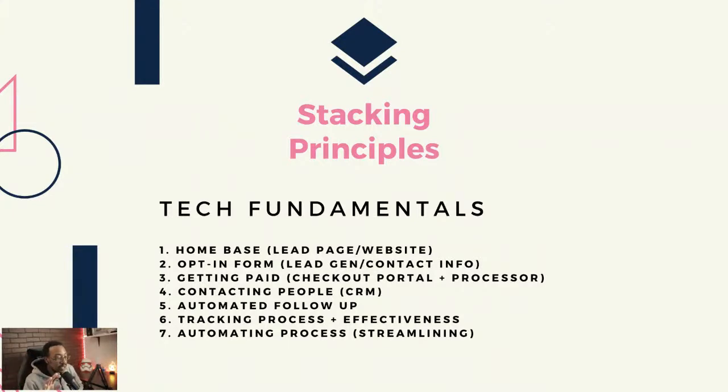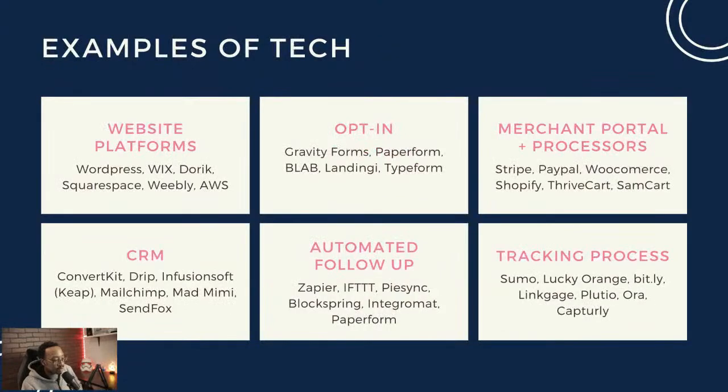The 5th one is automated follow-up. What are you using? Are you using ConvertKit again? Are you using something like Dub? What are you using? Then tracking process and effectiveness. How are you doing this? Are you looking at it with a heat map? What's going on? And then number 7, automating the process, streamlining. You're actually looking back on all 6 and how can you get better? Let me know if that makes sense. Let me know in the chat, please let me know.